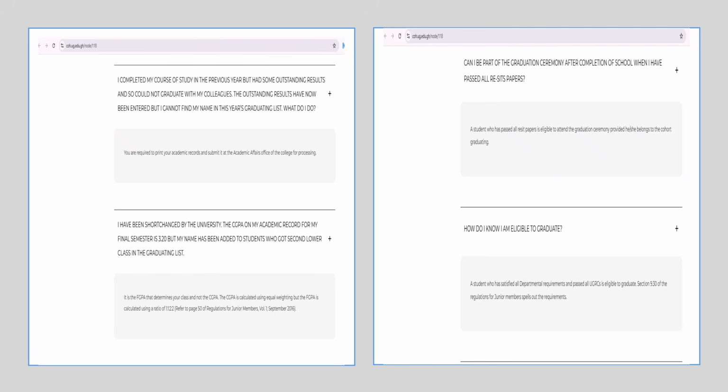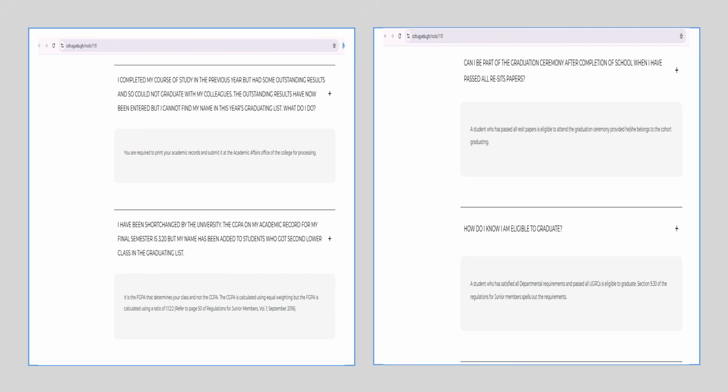Also, these are some questions I just want to touch on, and there's one last calculation. Don't leave. You're going to deal with the CGPA. I'm going to show you how it looks and what the issue is with some people. So he said, I completed my course of study in the previous years, but had some outstanding results, and so could not graduate with my colleagues. The outstanding results have now been entered, but I cannot find my name in this year's graduation list. What do I do? You are required to print your academic record and submit it to the academic affairs office of the college for processing.